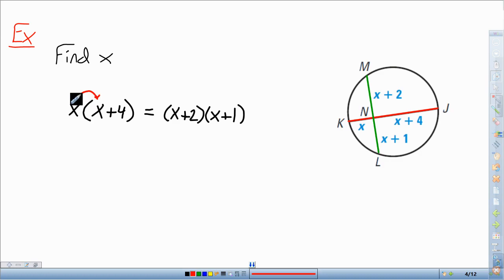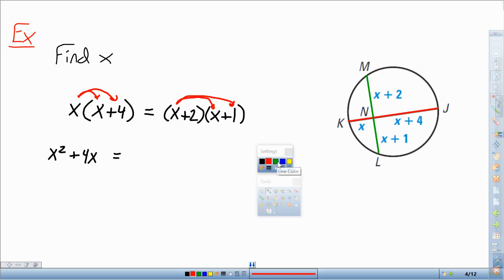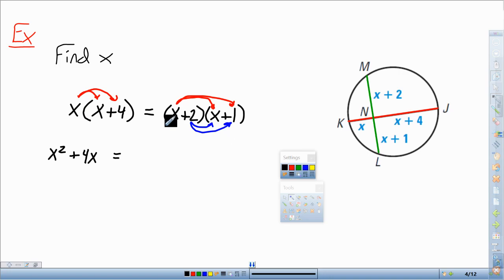Let's start by distributing our x value on the left here. So x times x is x squared. x times 4 is a positive 4x. Over on the right, we need to distribute both of these. We're going to distribute the x into this parentheses, and then after that, we're going to distribute the 2 into the parentheses. Let's start with the x. x times x is x squared. x times 1 is a positive 1x. Moving on to 2, 2 times x is a positive 2x. 2 times 1 is a positive 2.